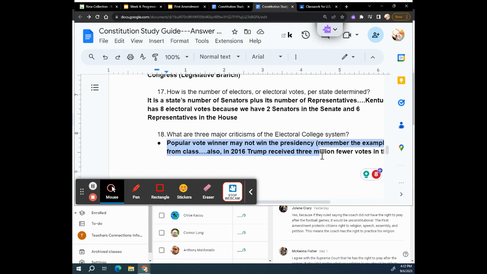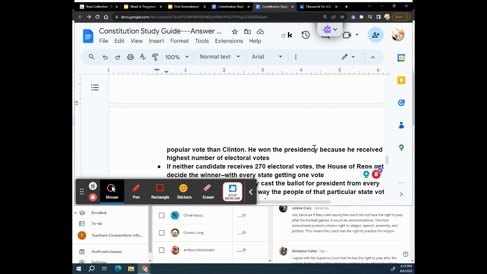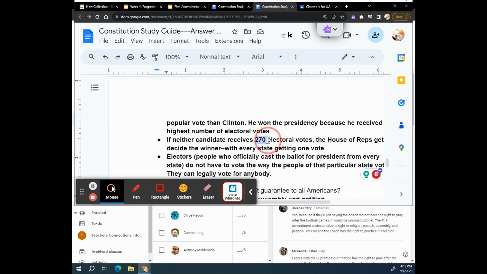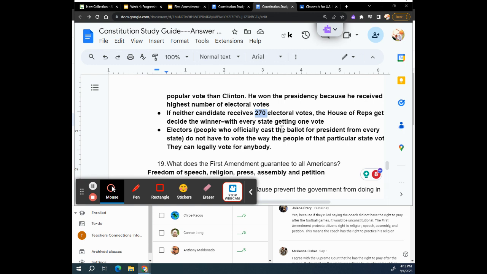and the electors vote based on how the people in the state vote. And Trump won the Electoral College, which is all that matters at the end of the day. Now, the electoral votes, you want to get to 270 because that's the majority that's needed, 1/2. But if neither candidate gets that majority, the House of Representatives gets to decide the winner, and every state gets one vote. Again, this has not happened.